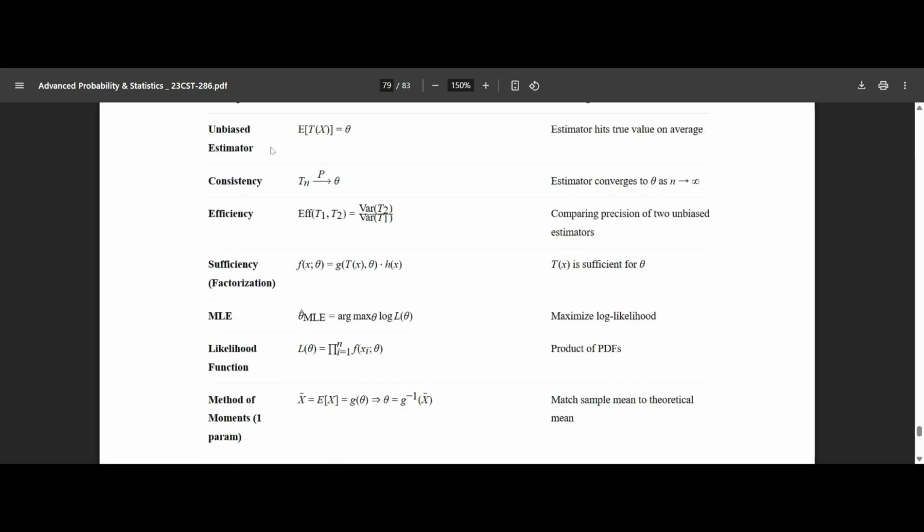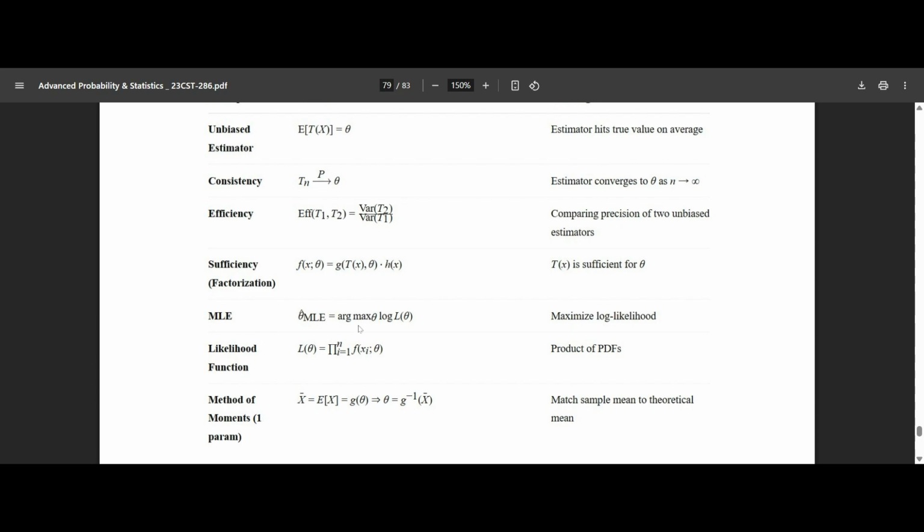Here are the formulas. Unbiasedness के लिए you have to prove E of t equal to theta. Consistency के लिए t of n tends to theta as n tends to infinity. Efficiency is variance of t2 by t1 with respect to t2. Okay. Sufficiency factorization is this, आपको थीटा को अलग करना है देन एच एक्स.